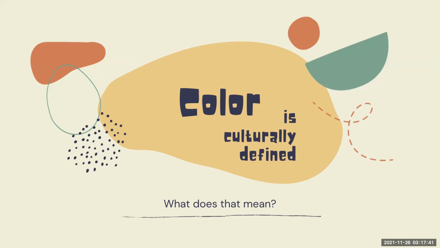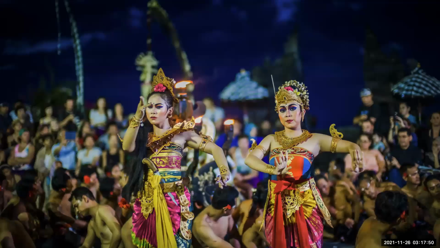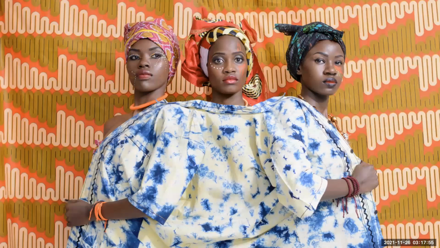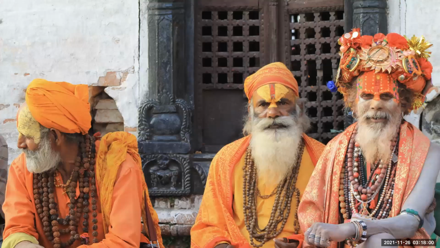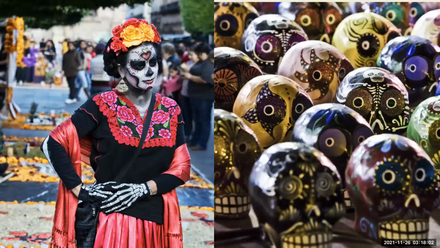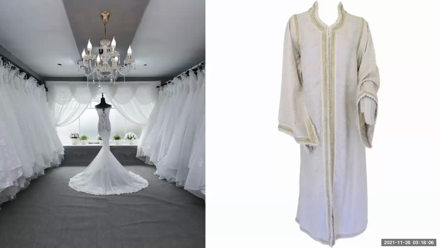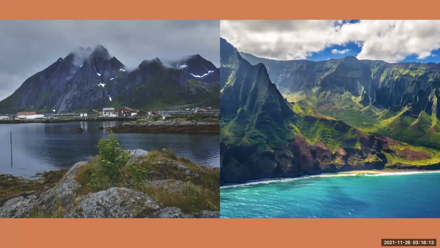Now, we talked about these color relationships, but if there's nothing else I want you to understand about color, it's that it's culturally defined. So what does that mean? That means depending on where you are in the world, each color will have a different meaning. That meaning does not necessarily extend from one culture to the next. That means that what you wear to a wedding in one place, you might wear to a funeral in another.